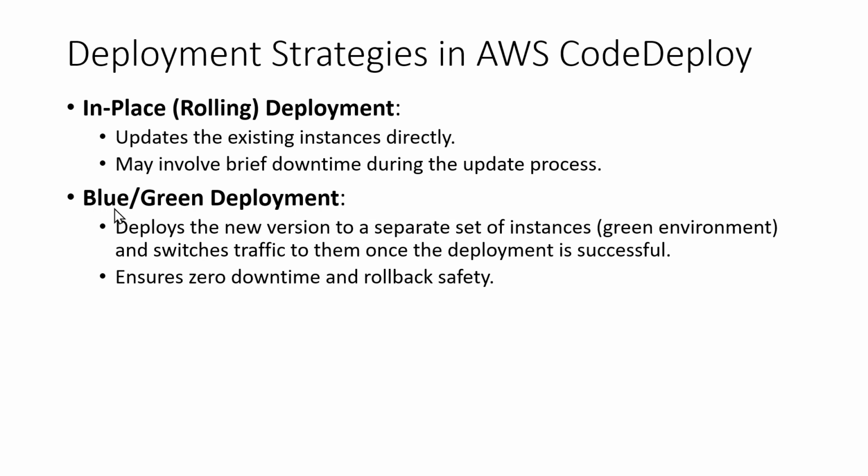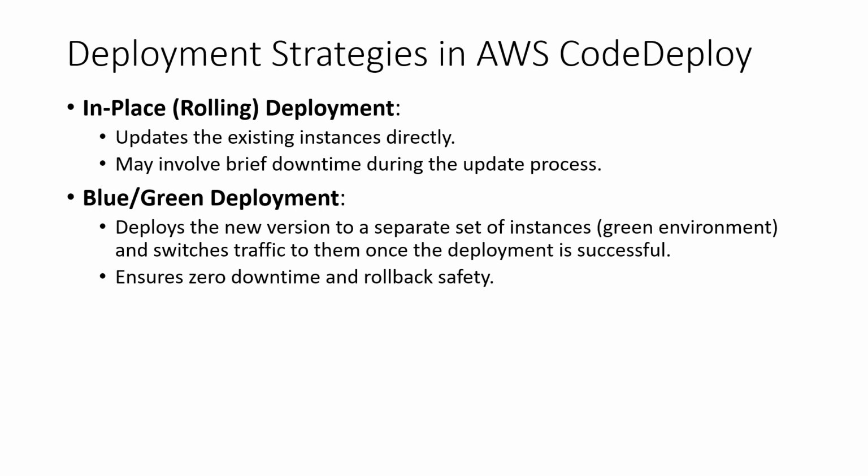Another one is blue-green deployment. It deploys the new version to a separate set of instances. Here we can manage another EC2 instance to deploy the new application, that is version 2. We call it the green environment, and switch traffic to it once the deployment is successful. So once the process has been deployed, we can divert all incoming traffic to that newer server.